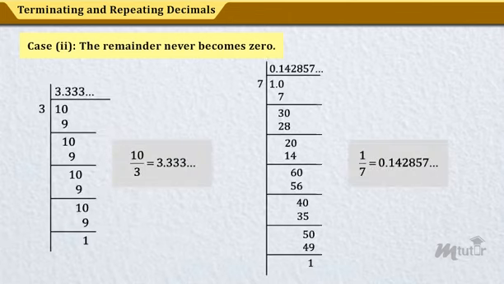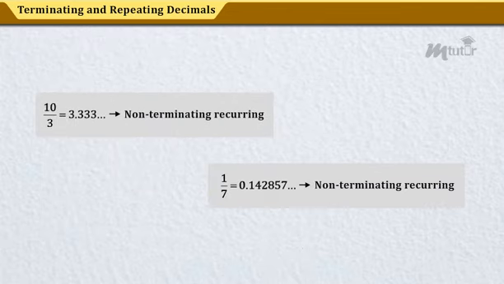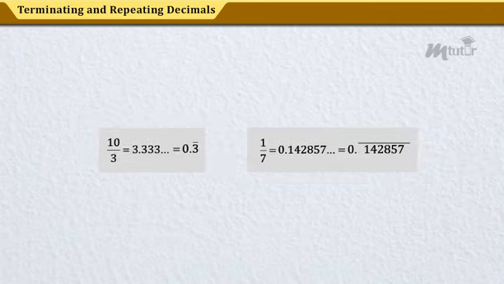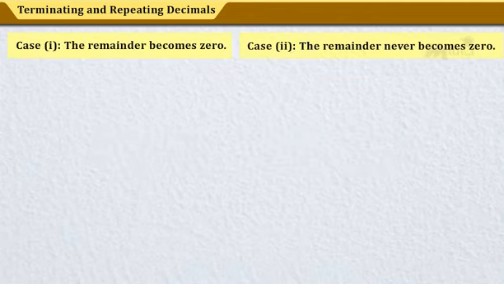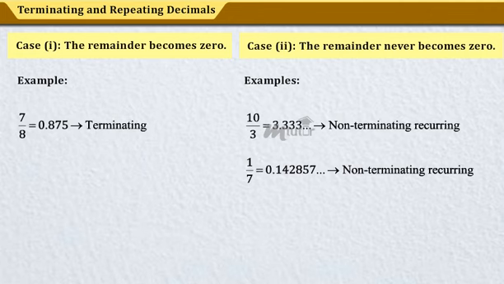In this case, we have a repeating block of digits in the quotient. We say that this expansion is non-terminating recurring. A bar is placed above the digits, indicating that the block of digits is repeating. Thus, the decimal expansions of rational numbers have only two choices: either they are terminating or non-terminating recurring. We thus have every number with a terminating or non-terminating recurring decimal expansion.